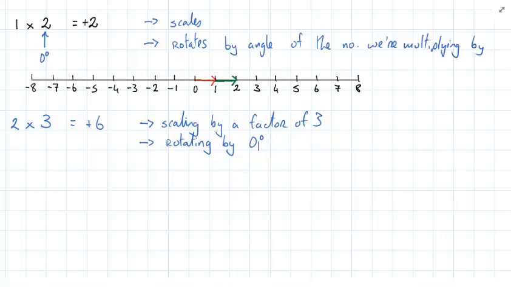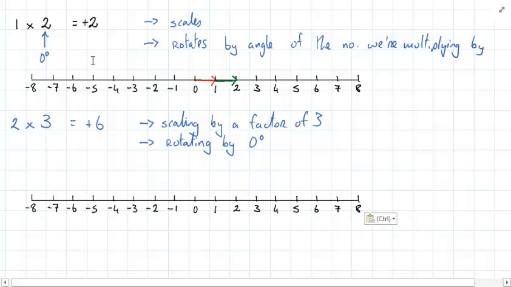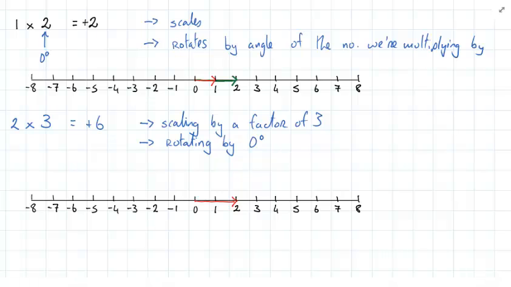So I can represent this on my number line just like I did in the previous example. So we start off with our number 2, and when I multiply it by 3, I'm going to scale it by a factor of 3, and that's going to produce a new number which is 3 times longer, and it's rotated by 0 degrees, so it points in the same direction as my original number.